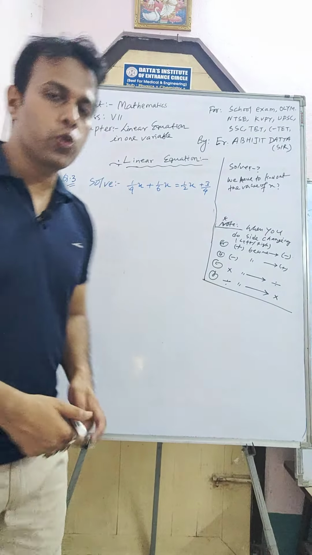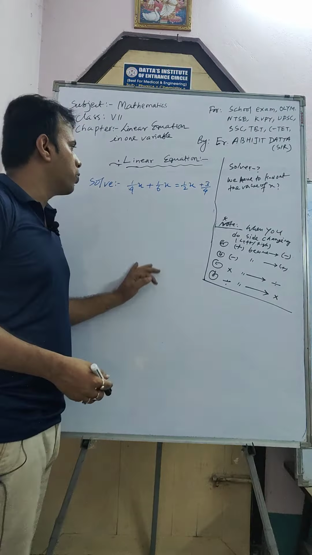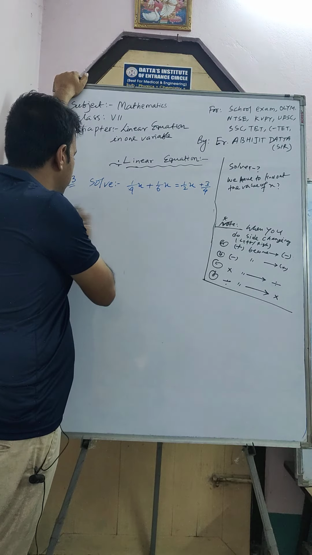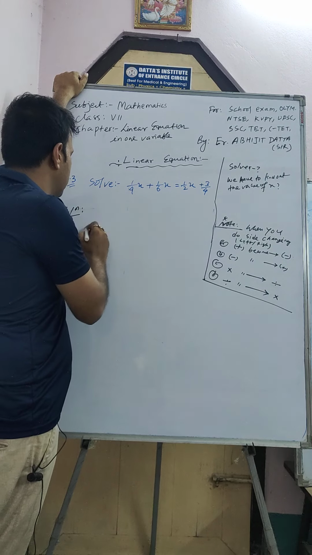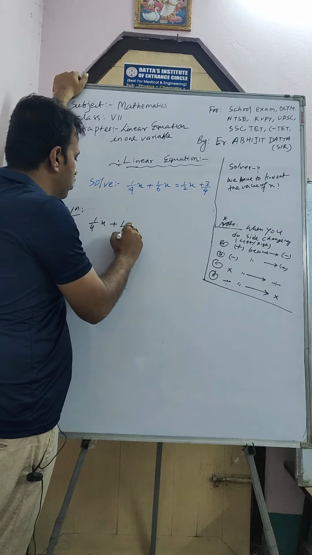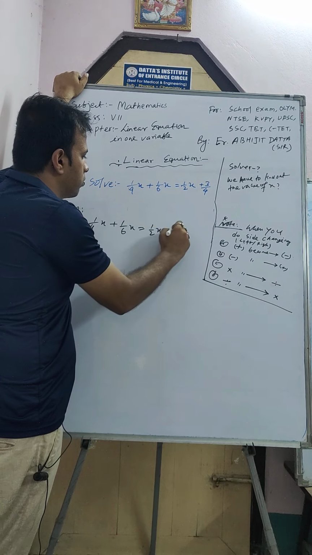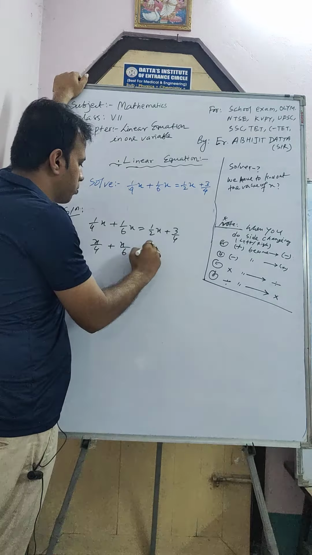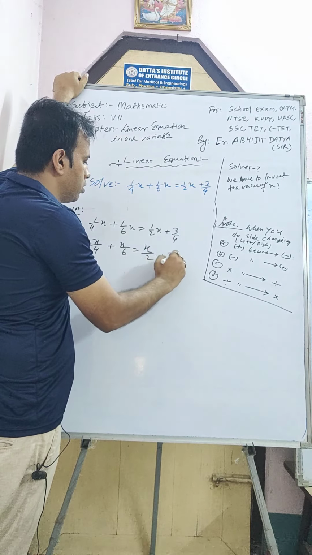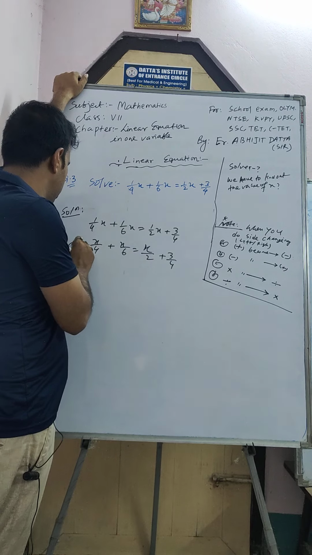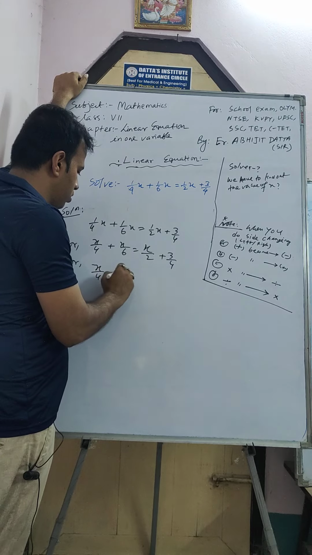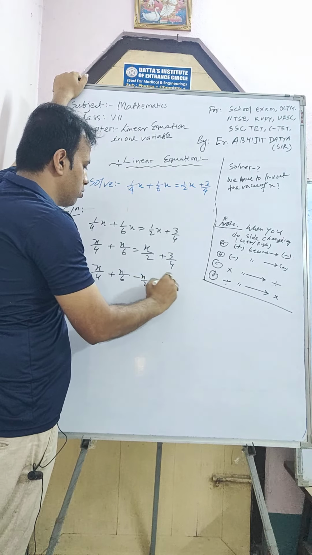So the next question is: solve 1 by 4 into x plus 1 by 6 into x equal to 1 by 2 into x plus 3 by 4. Okay, so let's try. First write the equation: x by 4 plus x by 6 equal to x by 2 plus 3 by 4.